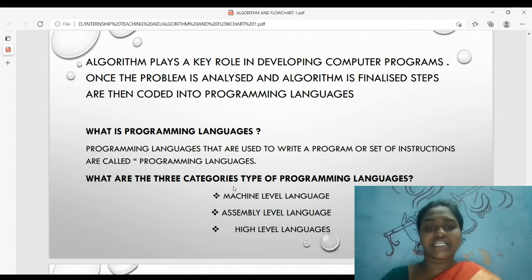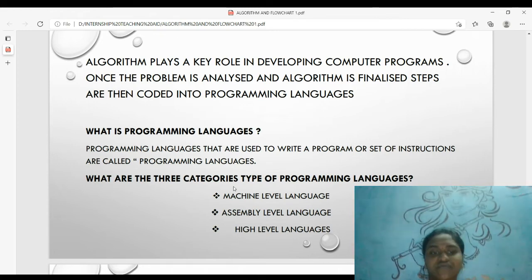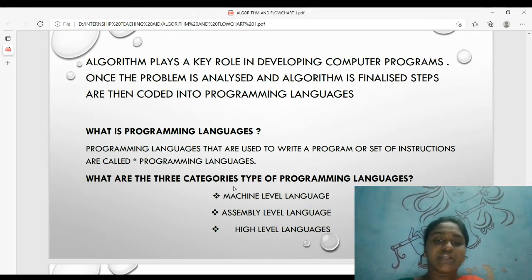Once the problem is analyzed and the algorithm is finalized, the steps are then coded. Here we are talking about computer programs, so the steps are coded into a programming language. What is a programming language? You have studied it in your classes, I think. Here you can see the definition.